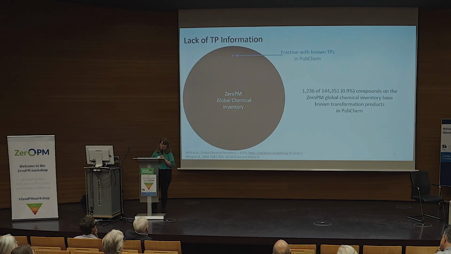Unfortunately, however, a lot of compounds lack any information at all about the transformation products that they form. So, taking our ZeroPM global chemical inventory as an example, for these over 140,000 substances, only 1,236 actually have any information in the PubChem transformation products library about the transformation products that they form. So this is less than 1% of compounds.